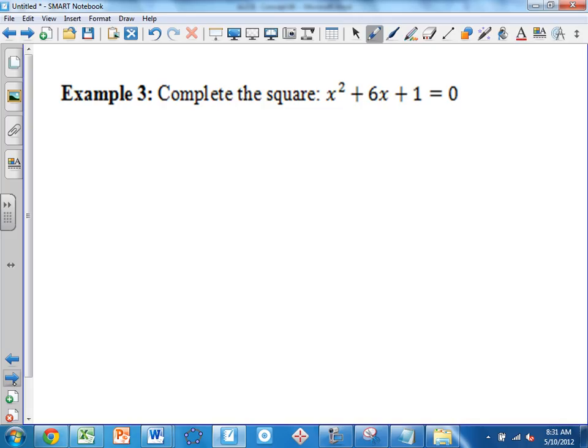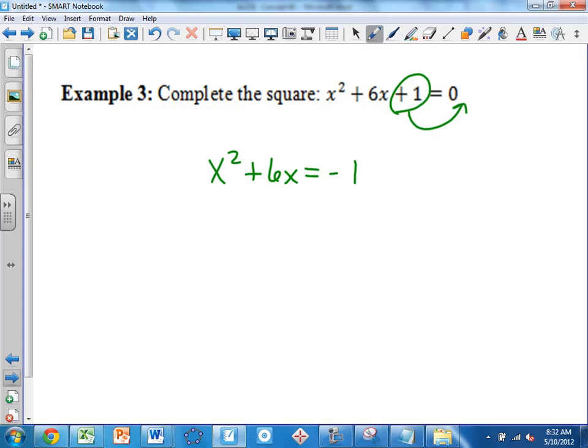Look at the highest power, people. Where's the highest power? X squared. What's its coefficient? 1. It's a 1, so do we have to do the first step? No, we don't. Second step, move the constant to the other side. Start by moving it over, please. Take that constant term and just move it on over.